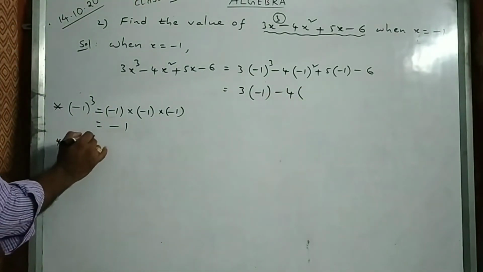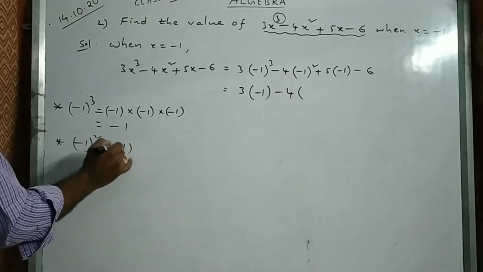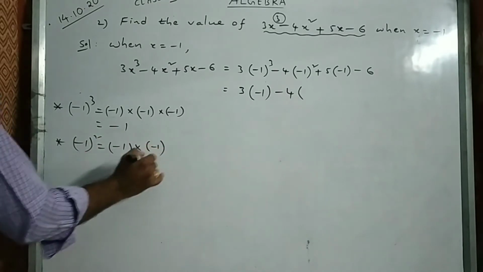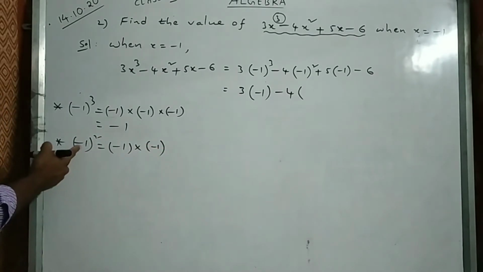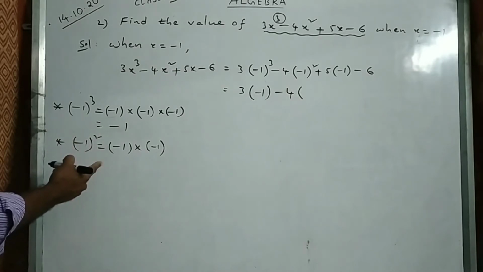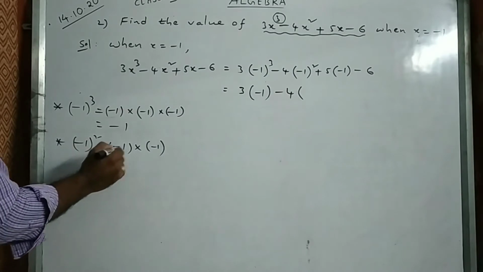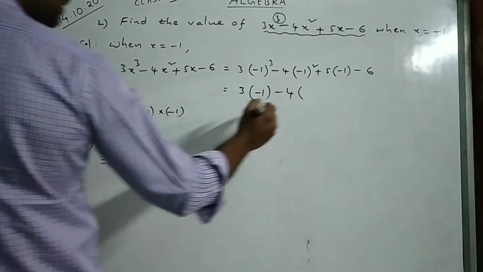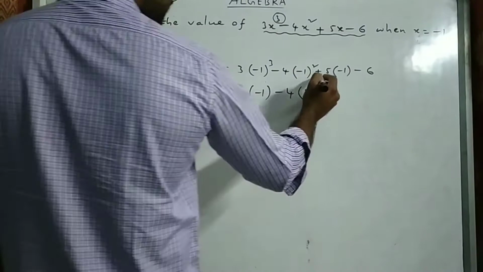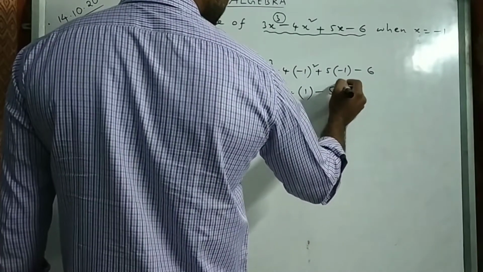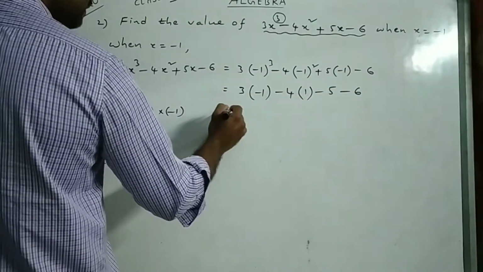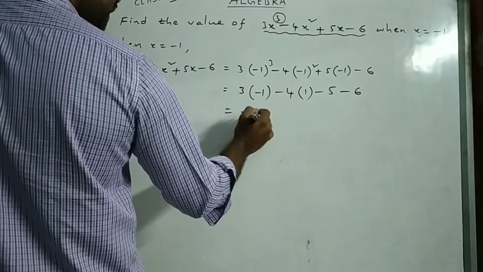what is the value of minus 1 whole square? Means minus 1 into minus 1. Only 2 times we have to multiply. Minus 1 whole square is nothing but minus 1 into minus 1. So minus into minus plus 1 ones are 1. So 1. Here plus into minus minus, 5 ones are 5. Minus 6. Plus into minus minus 3.